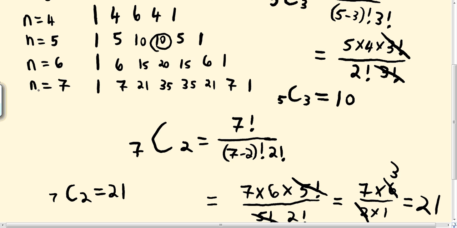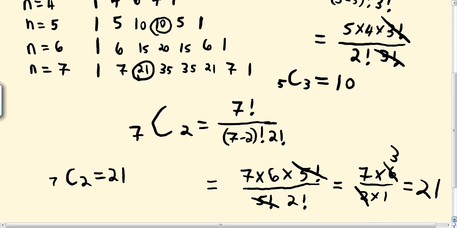Well, let me see. If I go to the row where n is equal to 7, the 8th row, and I go over 0, 1, 2 for I, I get the number 21. Once again, that is no coincidence. That is a way that you can use to calculate the binomial coefficient.